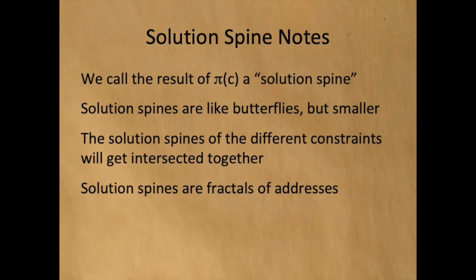Notes about solution spines. We call the result of pi of C a solution spine. Solution spines are like butterflies, but are much smaller. The solution spines of the different constraints will get intersected together. Solution spines are fractals of addresses.